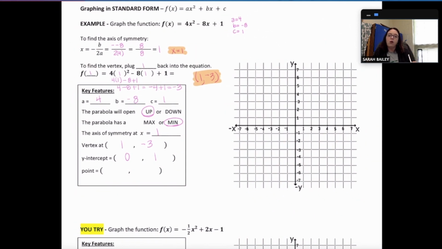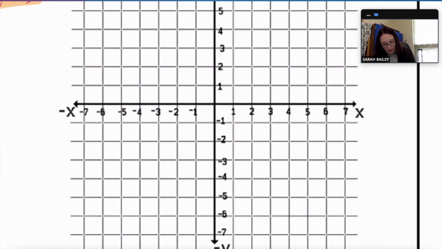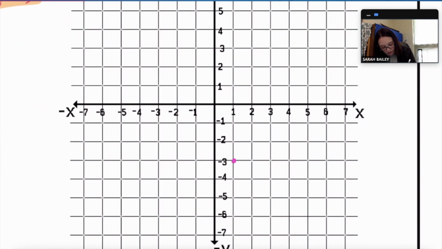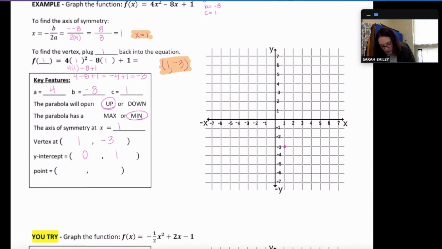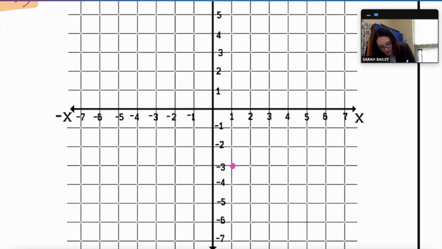Let's go ahead and plot what we know. Let's start with the vertex. My vertex is at 1, negative 3. So there's my vertex, and my y-intercept is 0, 1. Now here's what I do next. I know it's going to be that U shape. It's going to be something like this, sort of like that. But I need another point to balance it out. So here's what I do.